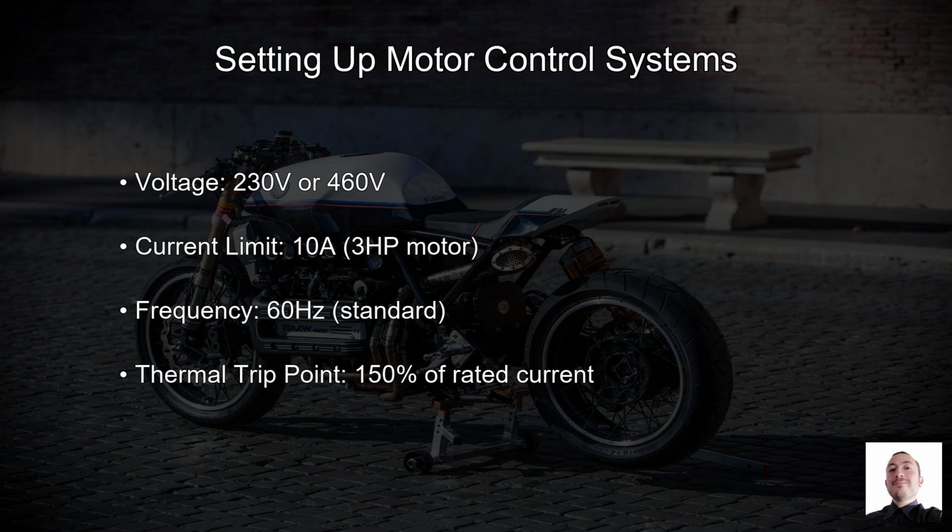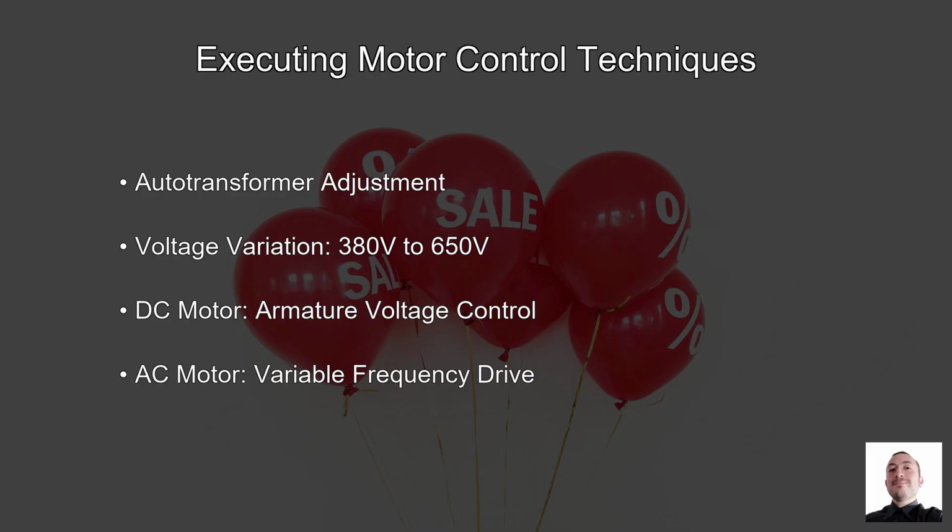Lastly, configure the motor's thermal protection settings. Set the thermal trip point to 150% of the motor's rated current to safeguard against overheating. This setup ensures your motor operates efficiently and safely. And here's why that matters. To execute motor control techniques, you must understand the nuances of the motor's behavior under different conditions. For instance, when adjusting an autotransformer, you're essentially varying the voltage supplied to the motor. This changes the speed and torque characteristics.